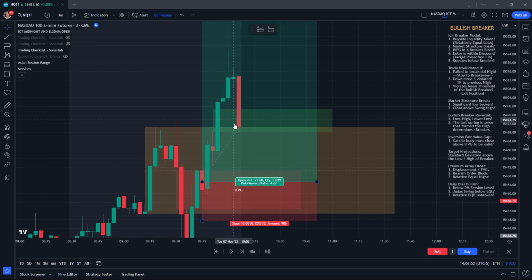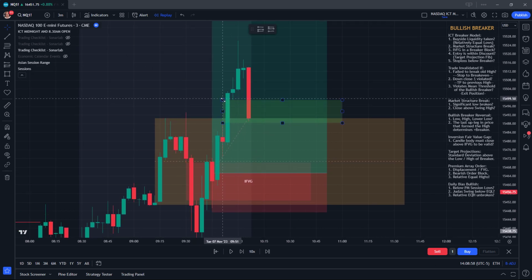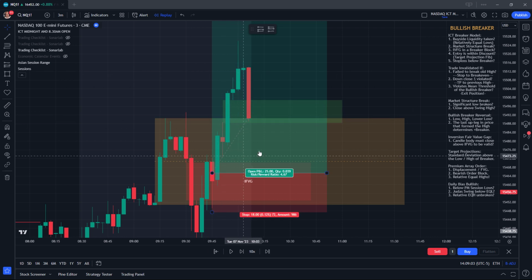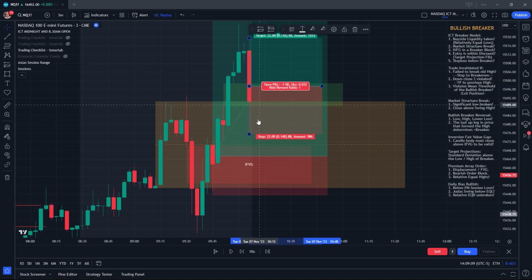It's reasonable that price is going to want to come back into here. In fact, this is also a pretty acceptable model as well. You have a fair value gap once price gets through the breaker. Then maybe you put a long position in here. The stop loss has to be below the last swing low. So if we're going to be doing a later entry like this, we would need a larger stop loss.